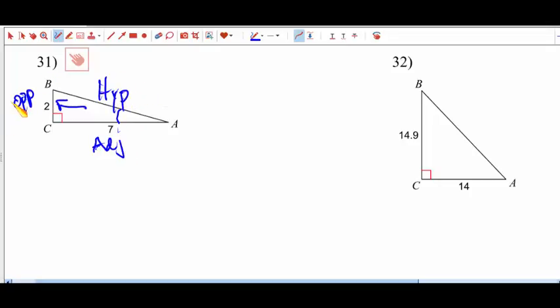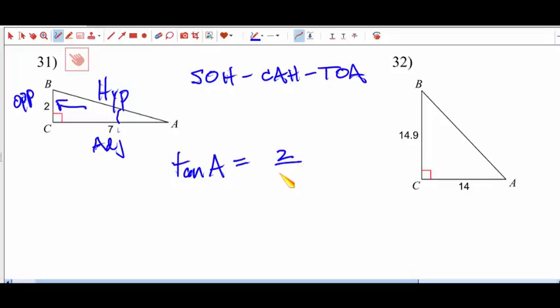So which ones do I know? I know the opposite and adjacent. That's OA. And where is OA? It's the TOA in SOHCAHTOA. So that means my equation can be tangent of A equals 2 divided by 7. And now to solve that, I do the inverse tan of both sides of the equation.